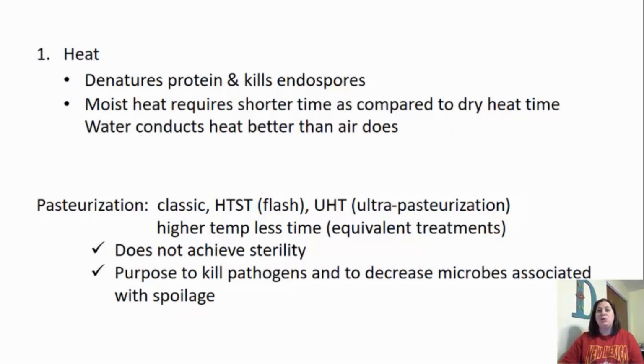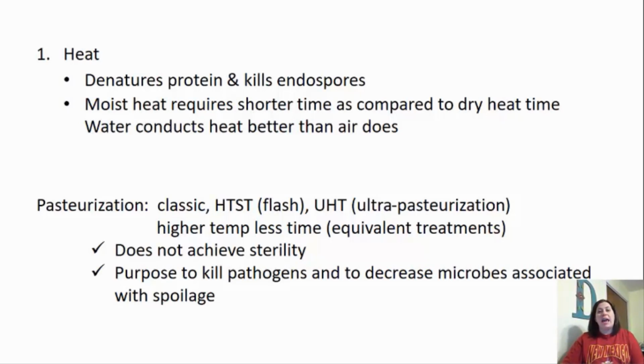Moist heat requires shorter time as compared to dry heat because water conducts heat better than the air does. All right, and so since the water can conduct that heat, it's going to have less time to be used. When we look at pasteurization, there's classic types of pasteurization. However, there's some more advanced types now that don't take as long.